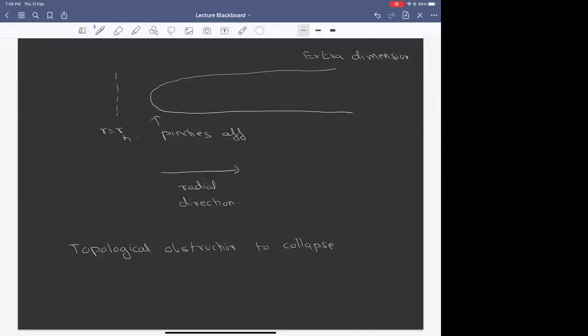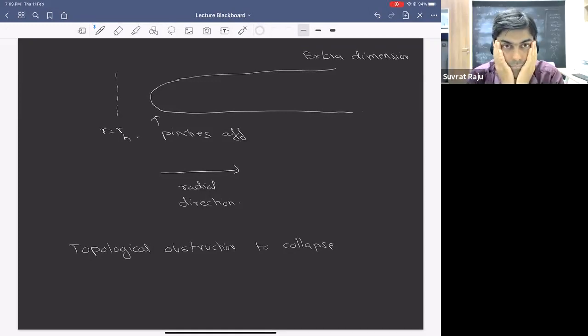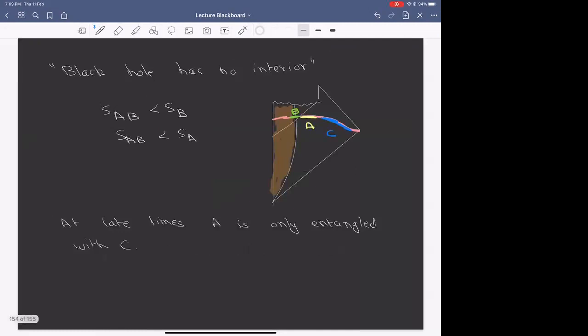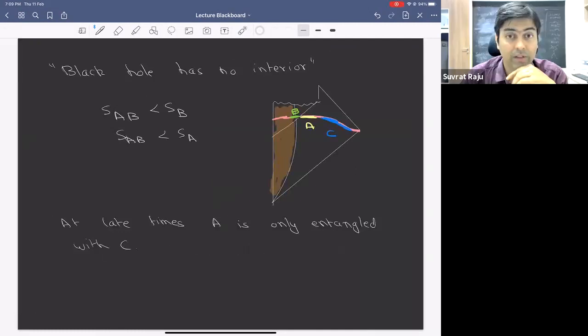Hi, Suvrat, it's me. I was just a bit confused about your argument on how the fuzzball proposal evades the monogamy paradox. How did you call your mode outside the horizon? Was it B? Oh, it's A. This is A.